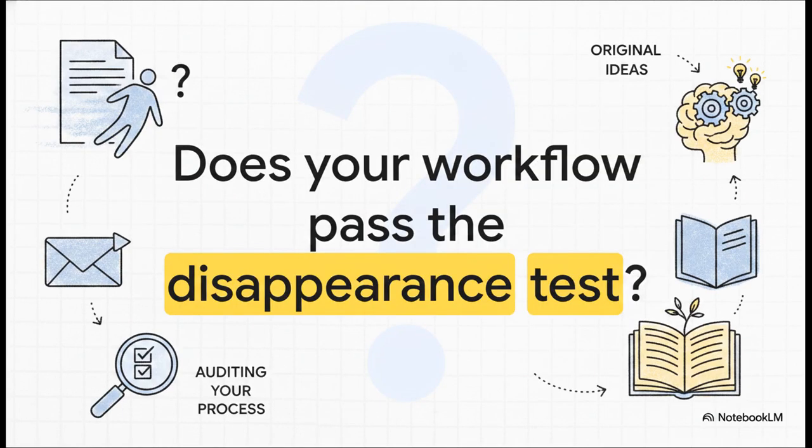So I'll leave you with this final, somewhat provocative thought. Take a look at the last document you worked on. Does your current AI workflow pass the disappearance test? If the AI literally vanished right now, are you the true author of those ideas? Audit your own process today. Implement the 5 steps we just covered and empower yourself to do highly original, incredible work.